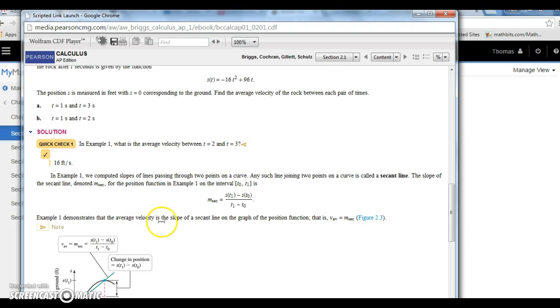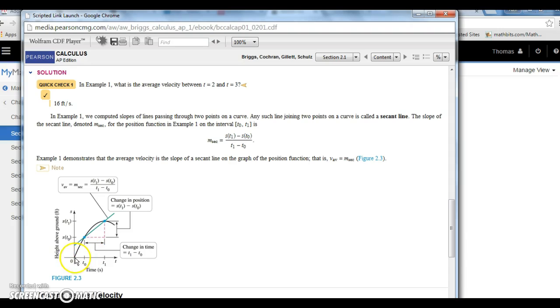Example 1 demonstrates that average velocity is the slope of a secant line in the graph of the position function, that is this position function. This right here, the average velocity, is also going to be the slope of the secant. Here's, let's say, 3 seconds. You plug in 3, this is your output. You plug in 2 or 1, whatever your other time is, and that's your output.